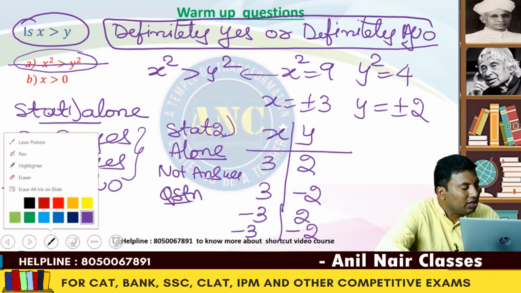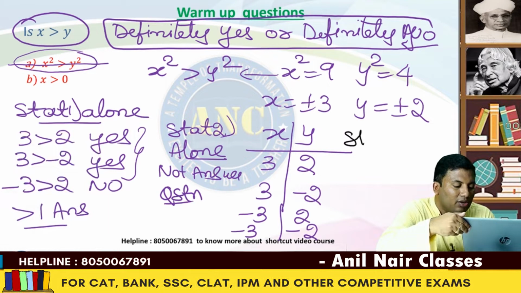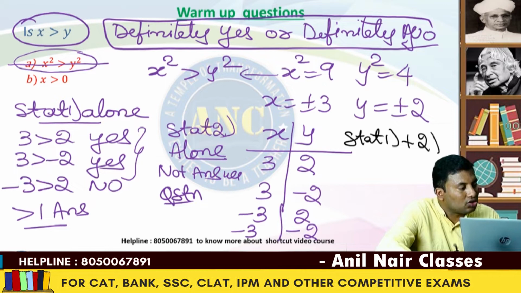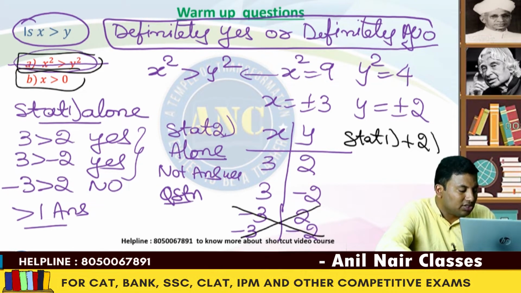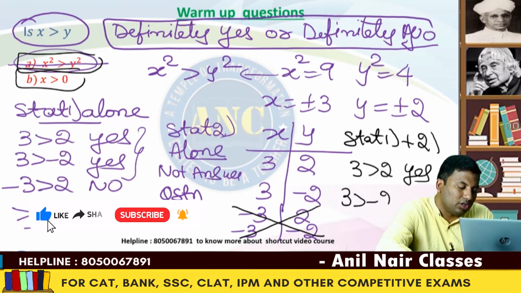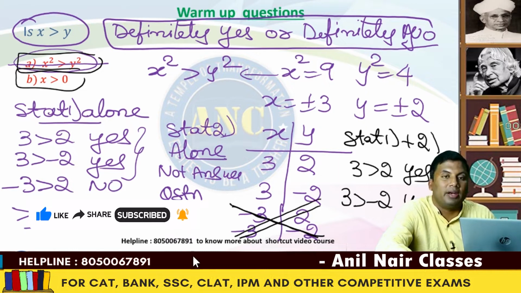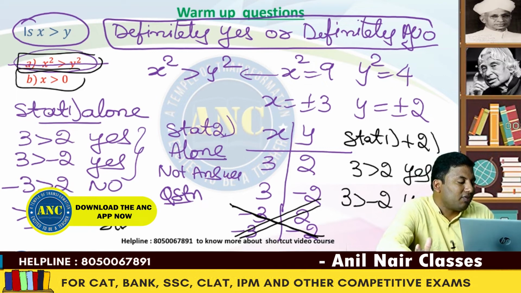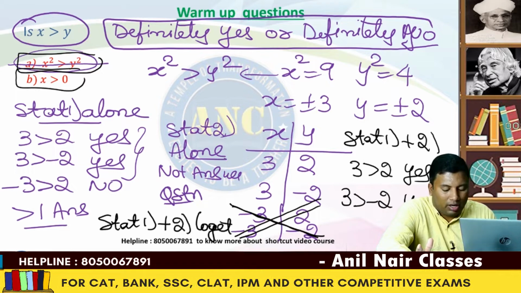Now I will combine statements 1 and 2. If I add statements 1 and 2, x square should be greater than y square and x should be greater than 0. That means these two cases are eliminated. Is 3 greater than 2? Yes. Is 3 greater than minus 2? Yes. Because I combined both statements, I can definitely say that x is greater than y. The answer for this question is statements 1 and 2 together.